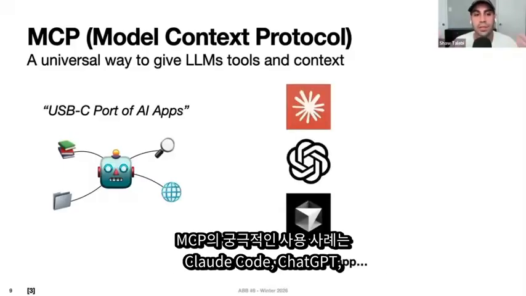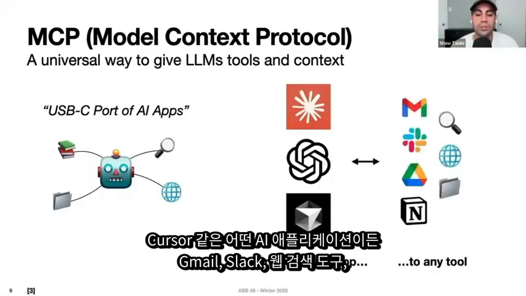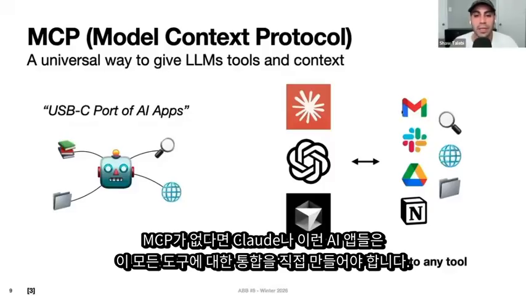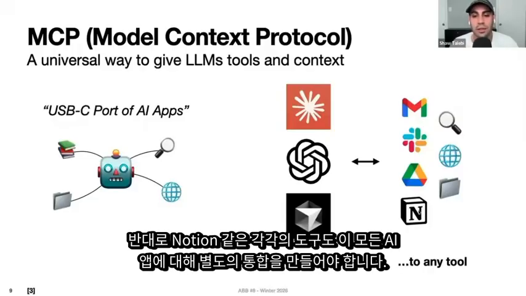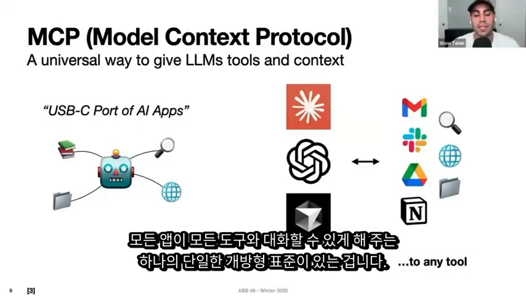The ultimate use case of MCP is that it allows you to connect any AI application, whether it's Claude Code or ChatGPT or Cursor, to just about any tool that you use in your work, whether it's Gmail, Slack, web search tool, Notion, and on and on and on. And if MCP didn't exist, basically Claude or any of these AI apps would have to manually build integrations for all these tools. And on the flip side, every one of these tools, like Notion, would have to build a specific integration to all of these AI apps. But since MCP is a thing, there's this one single open standard that allows all the apps to talk to all the tools. So this is really helpful.